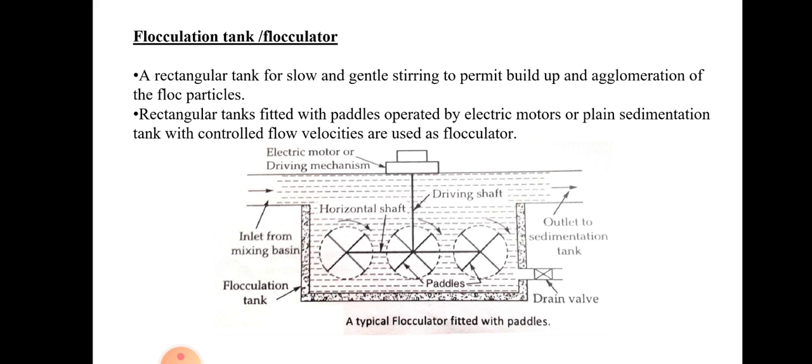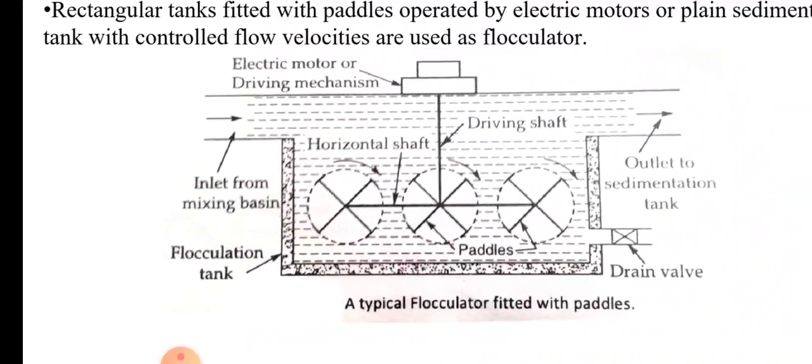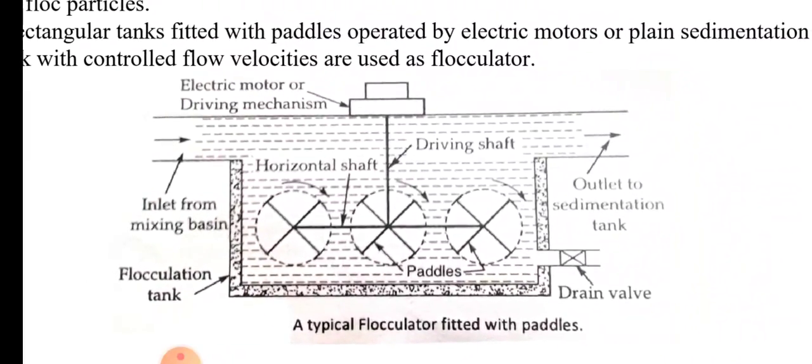Here this figure shows a typical flocculator which is fitted with paddles. It is an operation that is designed to force agitation in the fluid and to induce the coagulation process. Basically, flocculation is a slow mixing or agitating process, and slow mixing is the hydrodynamic process which results in the formation of large and readily settleable flocks.